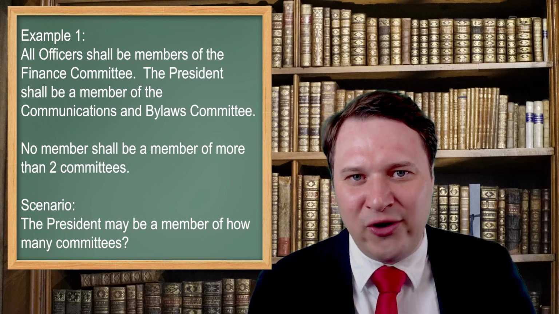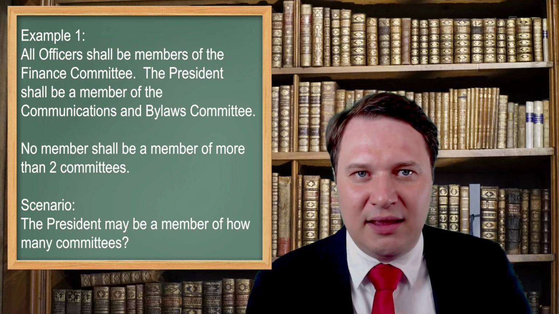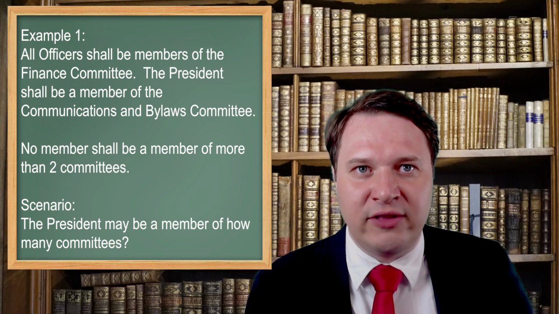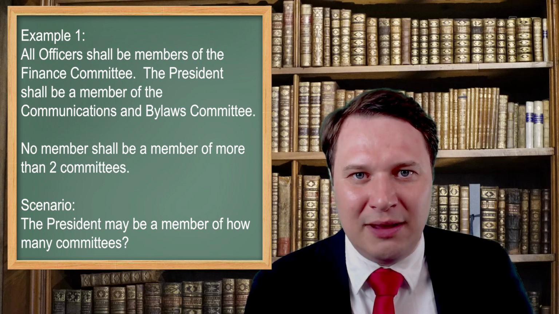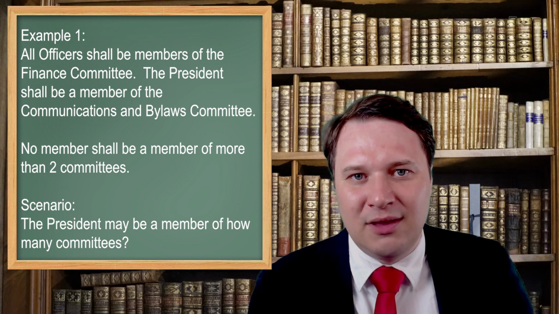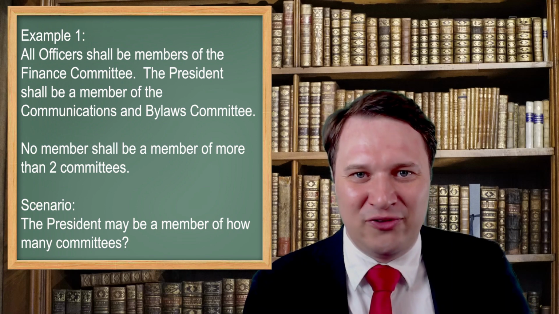And so let's imagine you're at a meeting and somebody raises a point of order that the President is on too many committees in violation of the bylaws, because the bylaws clearly say that no member shall be a member of more than 2 committees. So how should the President rule on this point of order? What do you think? Well, let's apply the principle.